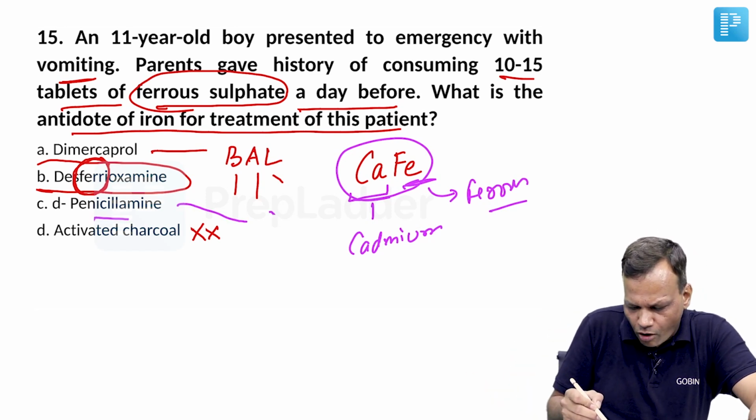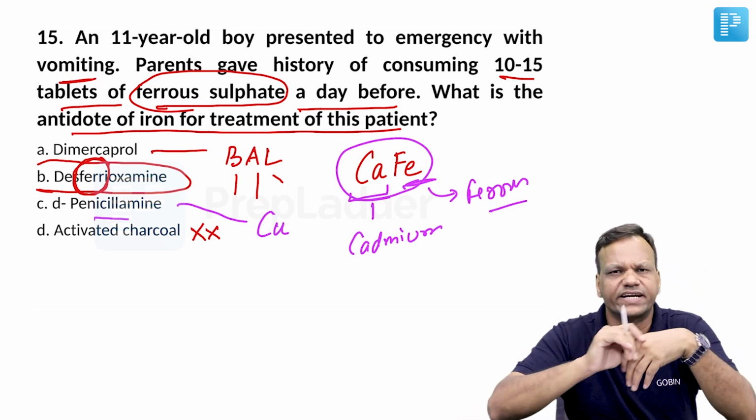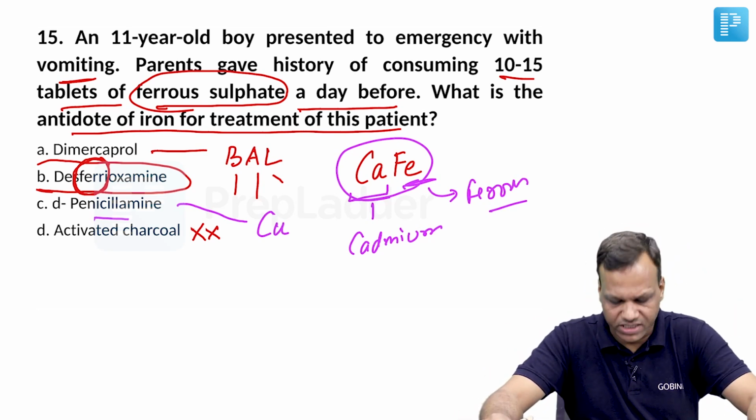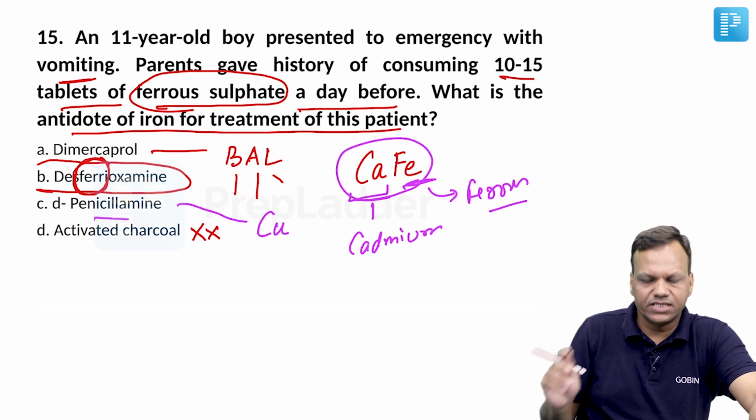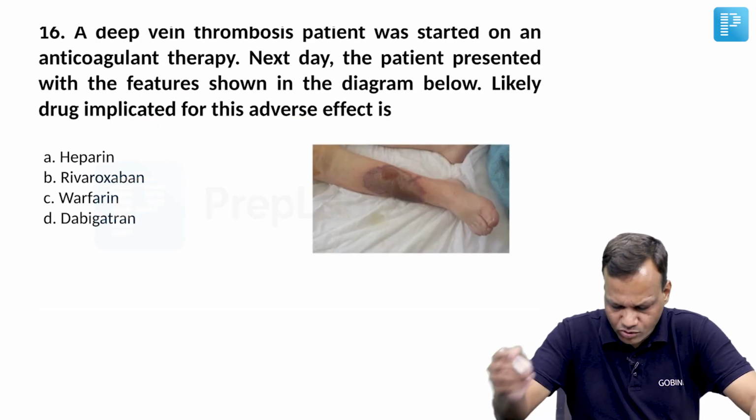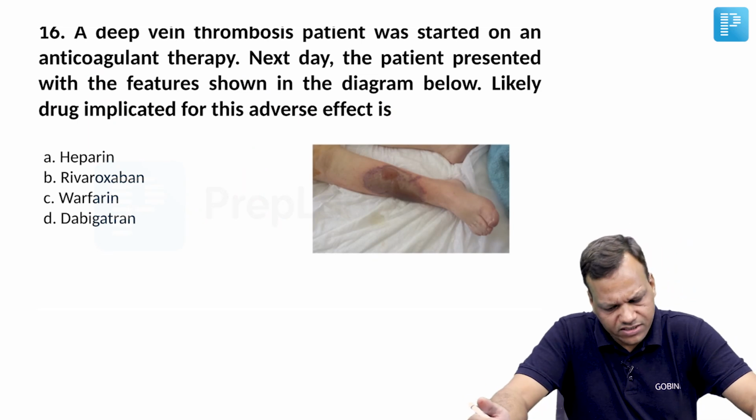D-penicillamine is mainly used for copper poisoning. It is the first line drug in the treatment of copper poisoning and Wilson's disease. Okay, so the answer is easy, desferrioxamine. Moving to the next question. This also we discussed in a lecture several times.